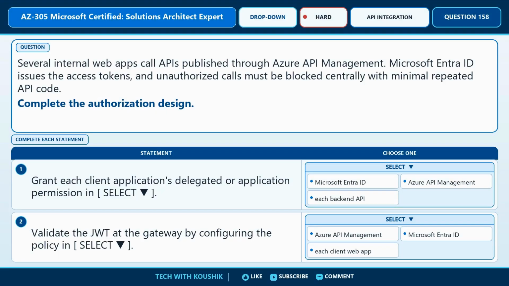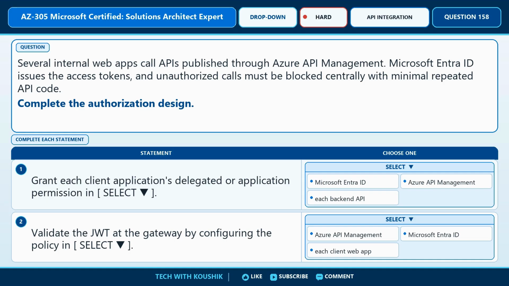Proceed to question number 158. Consider this scenario. Several internal web apps call an API published through Azure API Management. Microsoft Entra ID issues the access tokens, and unauthorized calls must be blocked centrally with minimal repeated API code.